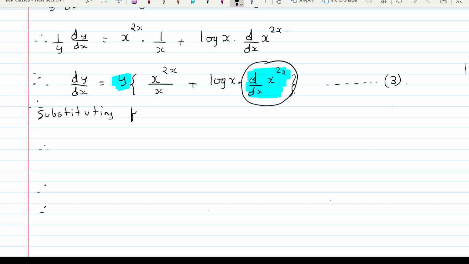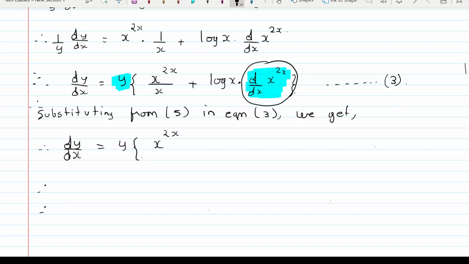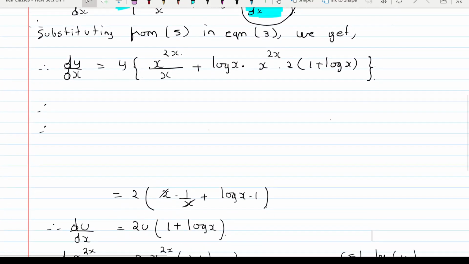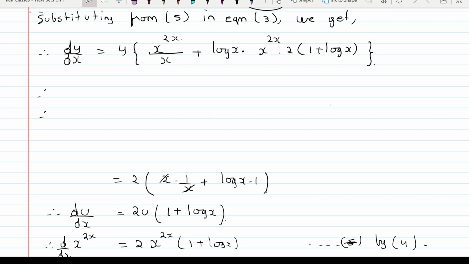substituting from 5 in equation 3 we get dy by dx is equal to y into x raised to 2x upon x plus log x into, this is x raised to 2x into 2 into 1 plus log x ना, इक्वेशन 5 करेक्ट, वही है ना, 2x raised to 2x, थोड़ा सा मैंने 2 बाद में लिखा, that's okay, right? And now what is y?